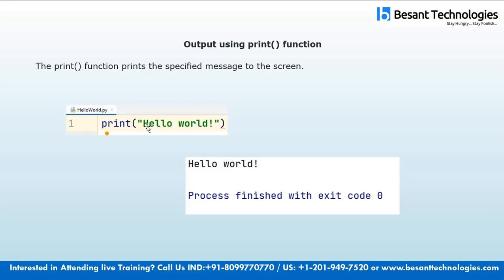This string is enclosed by double quotes. After executing this statement, what will I get? This is my output. So what is the usage of this print method? Print method is used to print the given string on the console. Is it clear?